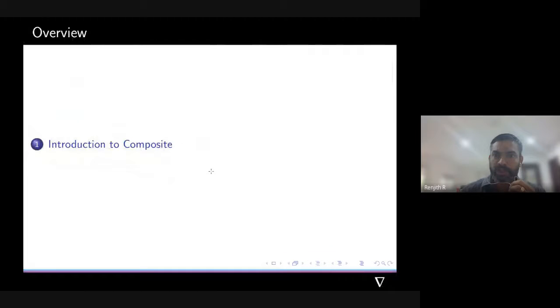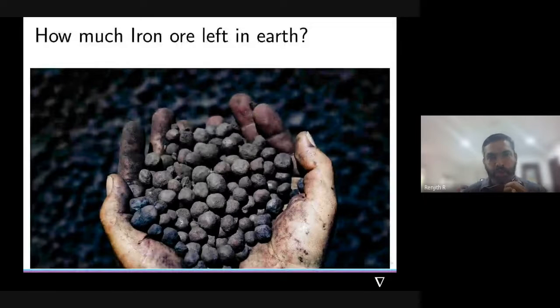Okay, before running into the practical session, I just want to introduce what a composite material is. Before that, I will ask you a question: how much iron ore is left on Earth? Because what is the significance of a composite material? A prediction from the Australian mining department says that by 2070 we will run out of iron ore, so we have to find some new materials to replace the conventional materials. And even though it will last until 2070, the price rise will happen.